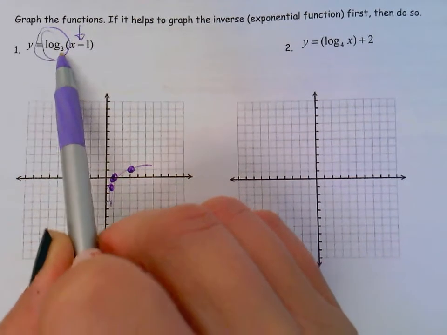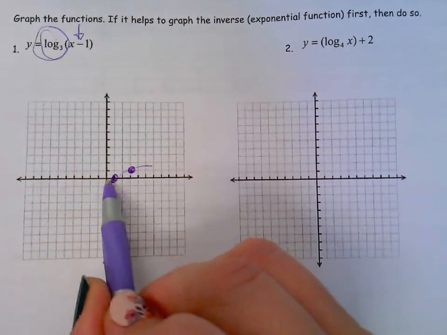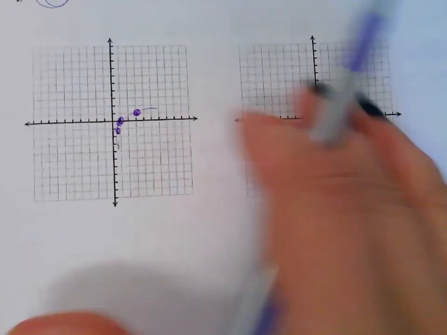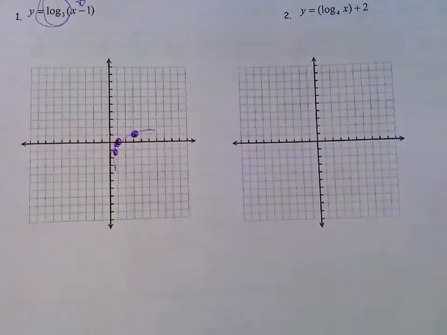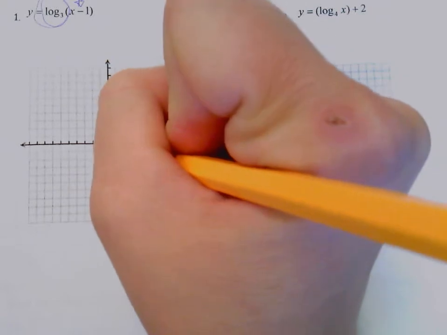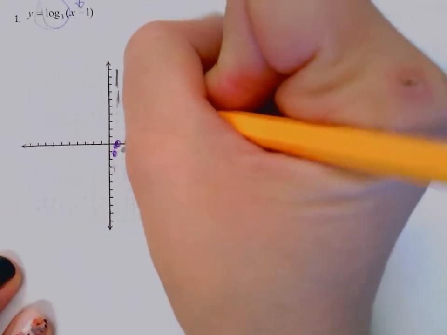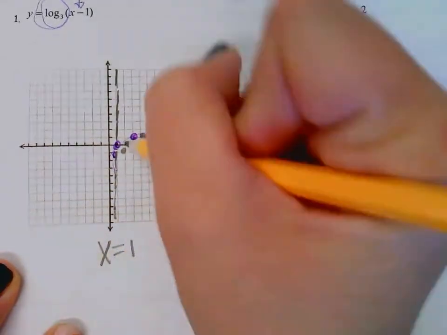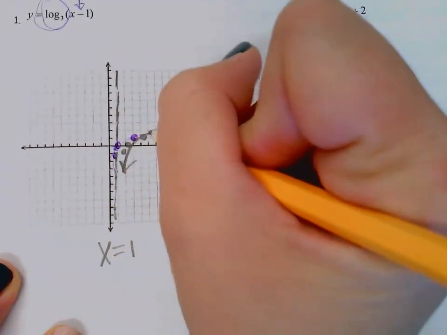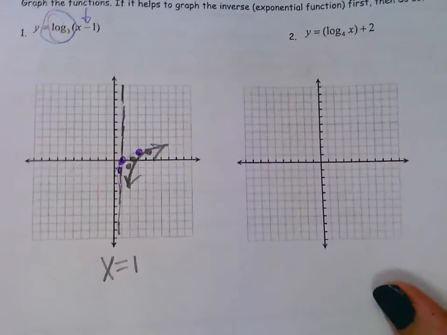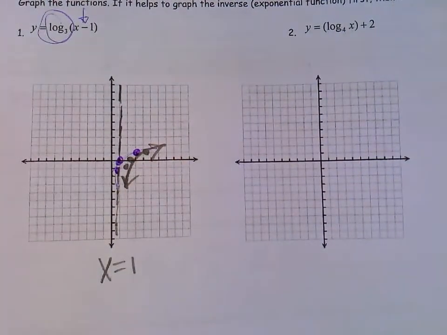I'm skipping the exponential one right now because I know if I go over 3, I went up 1. Just like up here, I went over 10, up 1. You're going to go over the base and up 1. So I'm just going to shift all those points right 1, right 1, right 1, right 1. My asymptote also gets shifted right 1. So here's my pencil graph of my base 3 that's been shifted right 1.